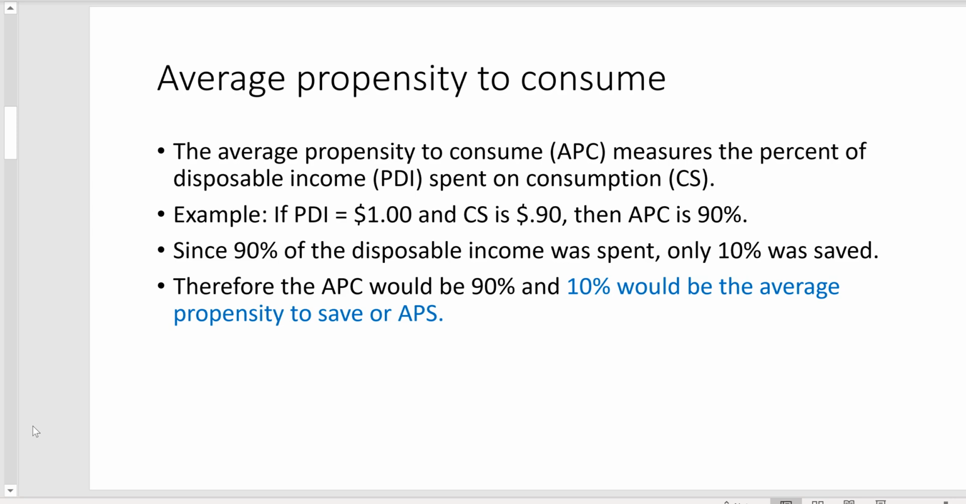So, for example, if PDI is $1, if that's what you had available after taxes, personal disposable income is $1, and you wound up spending 90 cents of it, then average propensity to consume is 90%. And since 90% of the disposable income was spent, only 10% was saved. Therefore, the APC would be 90%, and the APS, average propensity to save, would be 10%. They're reciprocals of each other, and together they have to add up to 100%.